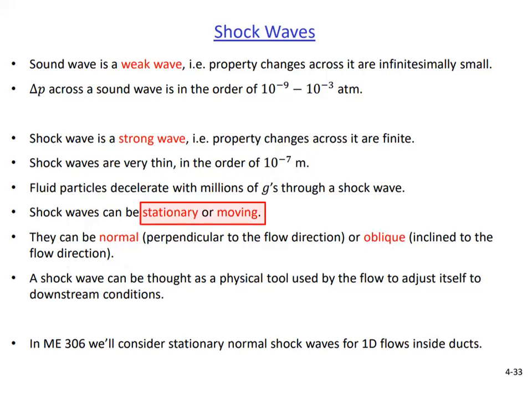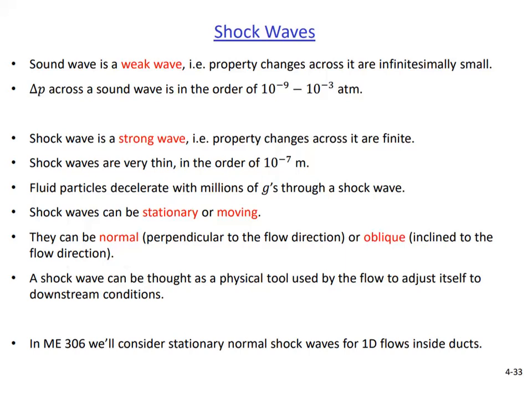Shock waves can be stationary or moving. They can be normal to the flow, that is perpendicular, or they can be oblique, making an angle with the flow. In this course, we will study stationary, normal shock waves seen in one-dimensional duct flows. A shock wave can be seen when the conditions are appropriate. It is a physical mechanism that a flow should go through in order to adjust itself to some specified downstream conditions. Consider a supersonic flow where the fluid moves faster than the sound.